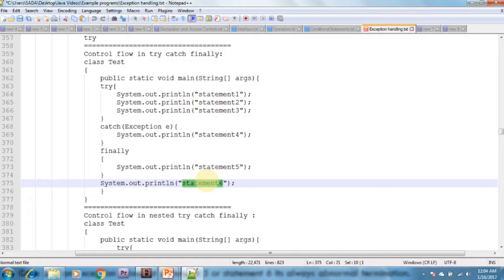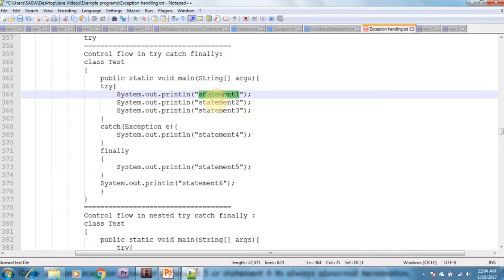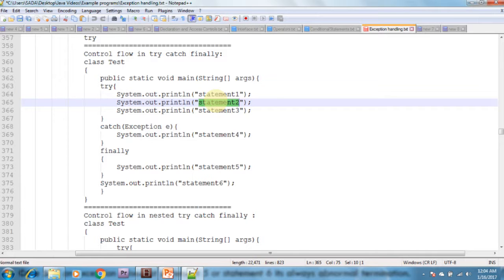Case number 3. If an exception is raised at statement 2 and the corresponding catch block is not matched, then statement 1 and statement 2, and statement 4 will be executed. This is the abnormal termination of the program.